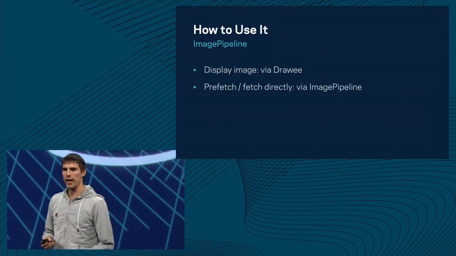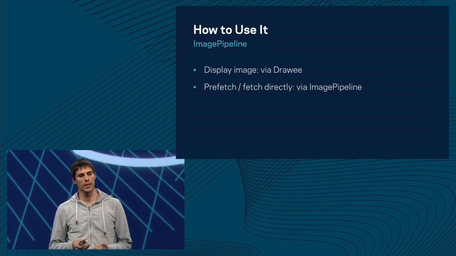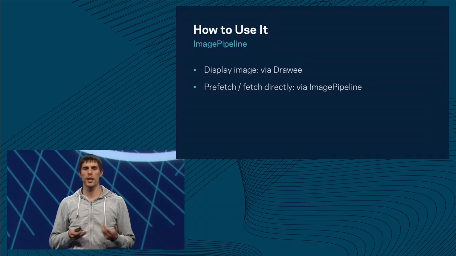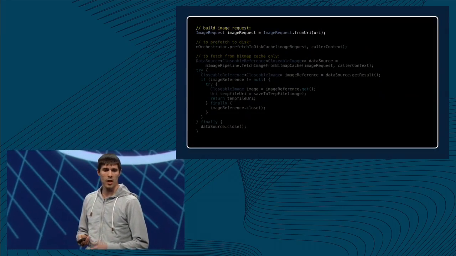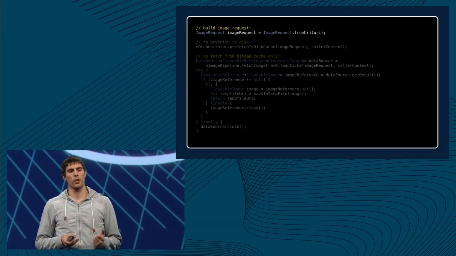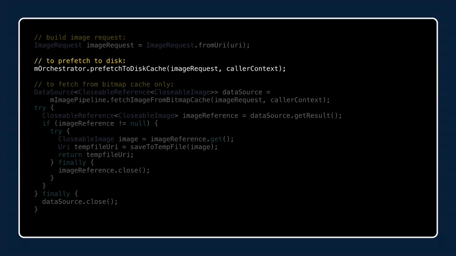So to display an image provided by the pipeline, we use Drawee, and I'll talk about it in a moment. And to prefetch the image or to do something else with it other than displaying it, we can do it as follows. First off, we need to build an image request. That can be as simple as just specifying the URI, but there are many other options available. Then, if we say I want to prefetch the image, we just submit that request as a prefetch, and we are done.